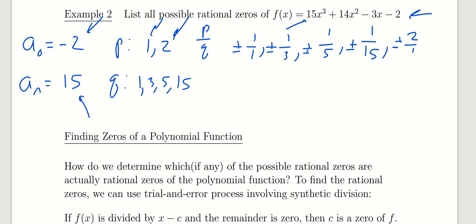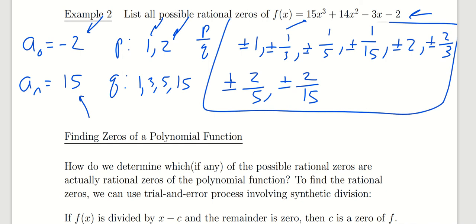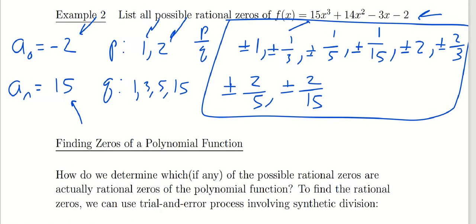So we could have the plus or minus 2 over 1, the plus or minus 2 over 3, or plus or minus 2 over 5, or lastly the plus or minus 2 over 15. And these would be all of our different possibilities. Of course, when you put something over 1, it's just going to be that number itself. So this would just be plus or minus 1, and similarly over here for this entry, plus or minus 2 over 1 would be just plus or minus 2. So this would be the complete list. These are all of the possible rational zeros for the function f of x.